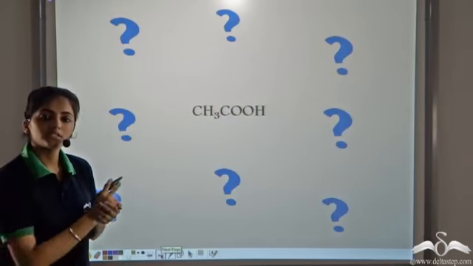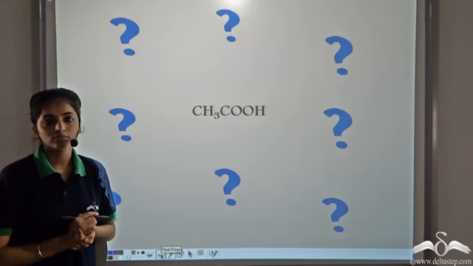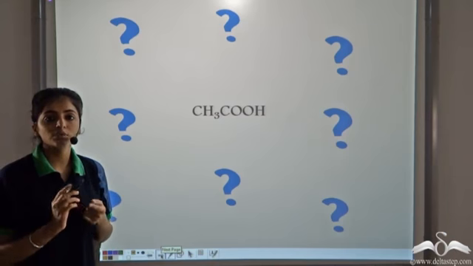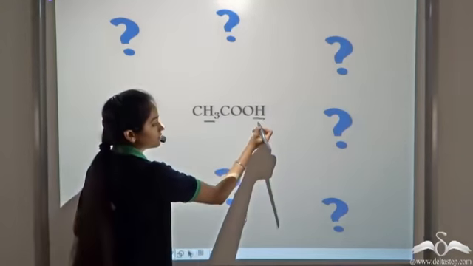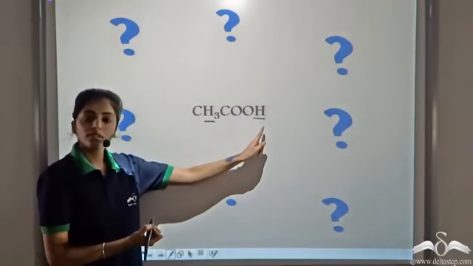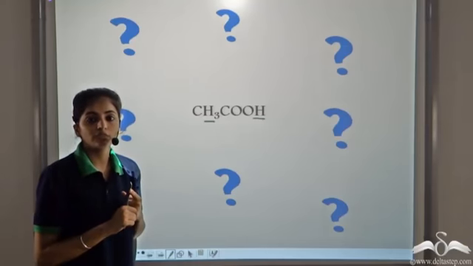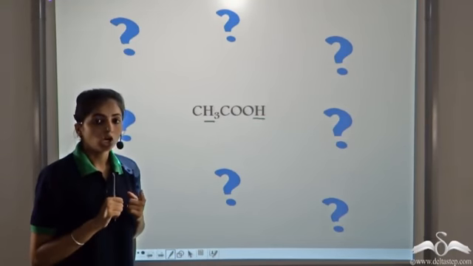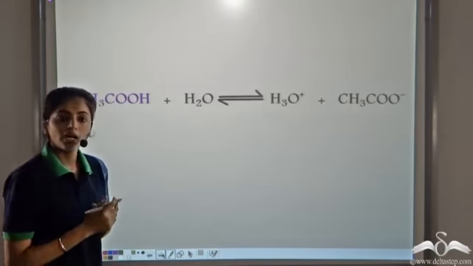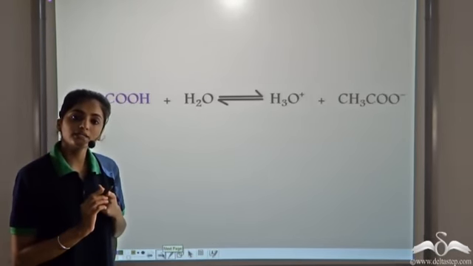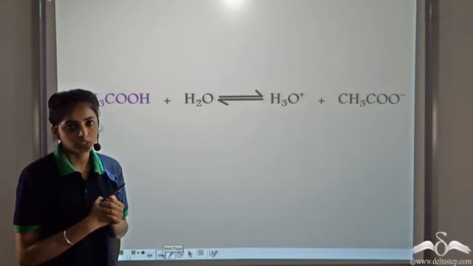Now what do you think is the basicity of acetic acid? That is CH3COOH. Do not confuse the basicity of an acid with the number of hydrogen ions present. In this case, there are 4 hydrogen atoms. This does not mean that the basicity of acetic acid is 4. How do we define basicity? Basicity is defined as the number of OH minus ions required to neutralize the H3O plus ions produced.